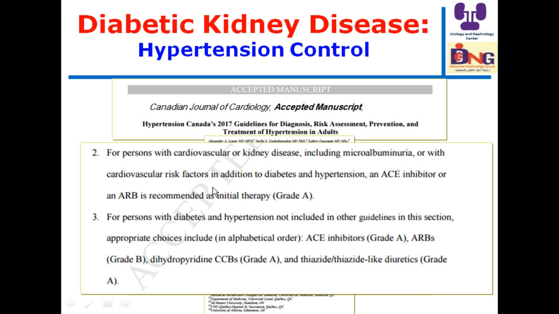For persons with cardiovascular or kidney disease, including microalbuminuria, or with cardiovascular risk factors in addition to diabetes and hypertension, using ACE inhibitors or angiotensin receptor blockers, this or that, not a combination of them, is recommended as initial therapy, and this is grade A evidence. For patients with diabetes and hypertension not included in other guidelines in this section, appropriate choices include, in alphabetical order, ACE inhibitors, grade A, ARBs, grade B, dihydropyridine calcium channel blockers, grade A, thiazide-like diuretics, grade A. However, when we start combination therapy, it's better to use a dihydropyridine calcium channel blocker with ACE inhibitors or ARBs, which is superior to the use of diuretics.